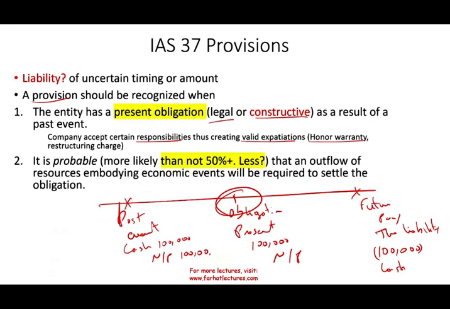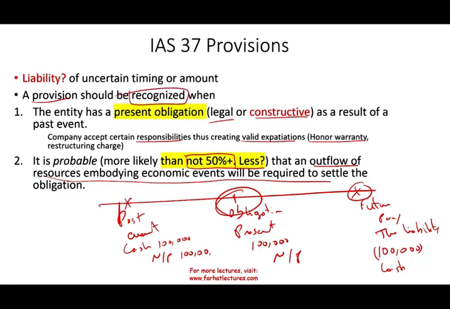Also, it is probable. Now, probable means more likely than not. And how do we define this? We're talking about international accounting, so we're talking about IFRS. More likely than not is defined basically in the literature as 50% plus. So if there's more likely than not, more than a 50% chance that you're going to have to pay something in the future, then that liability will have to be recognized.